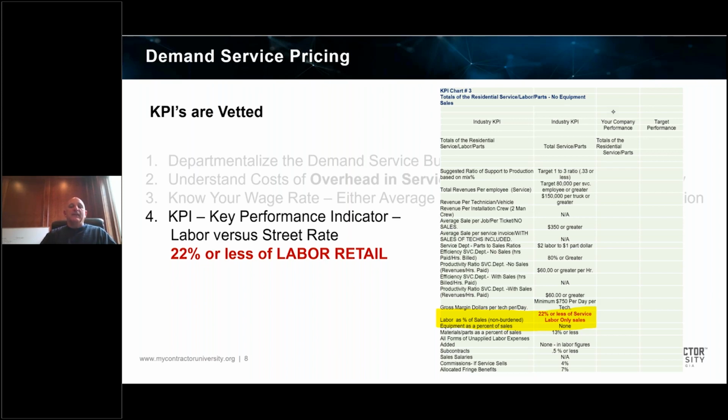It's important to make that distinction, because sometimes when people look at this chart, they get a little confused by that and they think that's of the total revenue of service, and it's not. It's strictly looking at the labor portion.